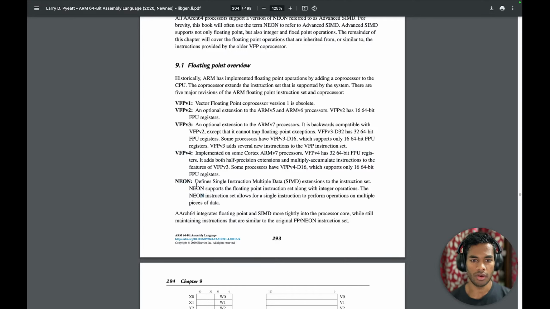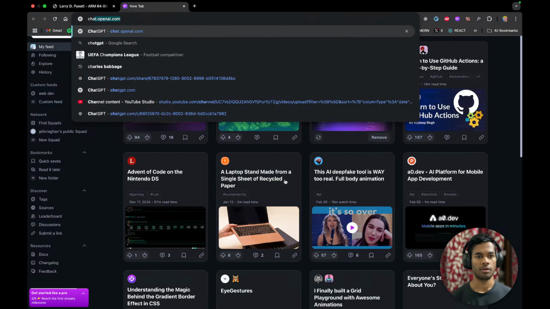Okay. NEON defines single instruction multiple data extensions to the instruction set. NEON supports the floating point instruction set along with integer operations. Okay, we can do floating point things on this NEON extension and also integer operations. The NEON instruction set allows for a single instruction to perform operations on multiple pieces of data at the same time. Okay, on some Cortex of ARM V7 processor.